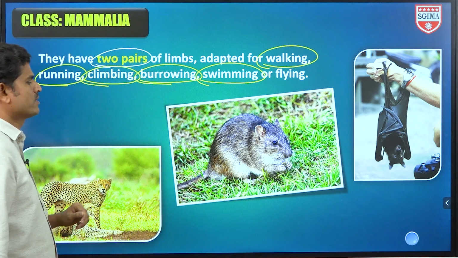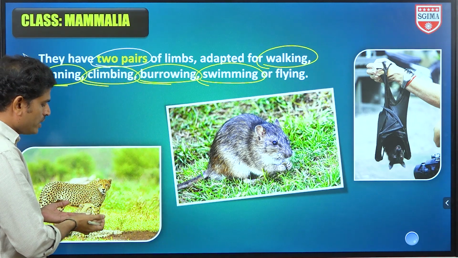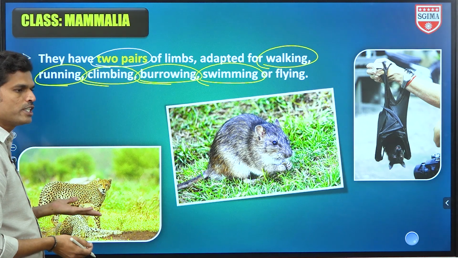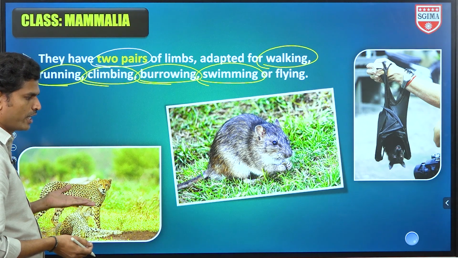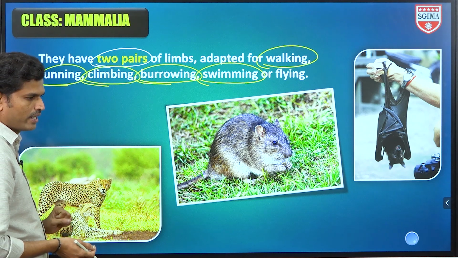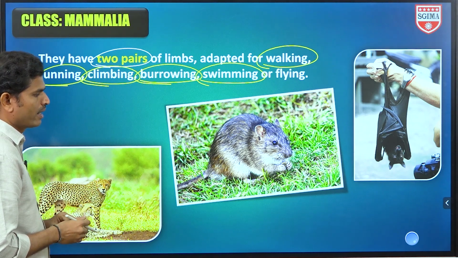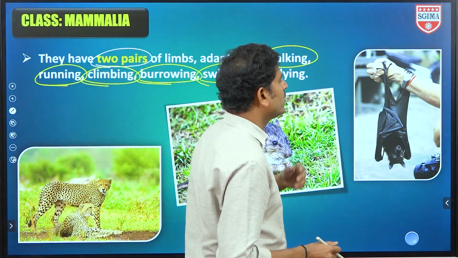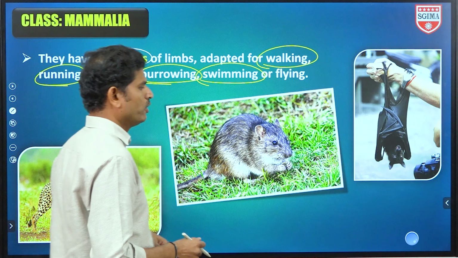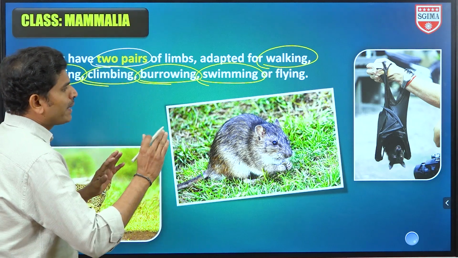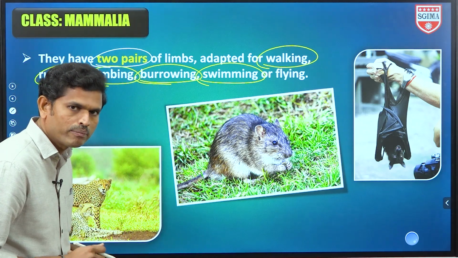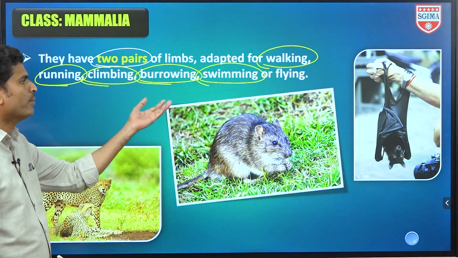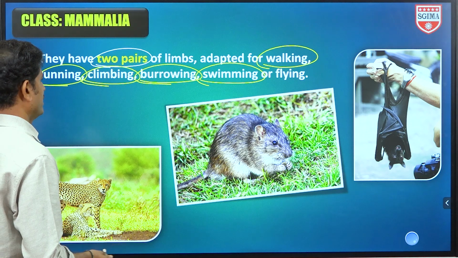So differently they are used. These limbs are useful for walking and chasing the organisms, the fastest running organisms, to hunt the prey organism, to catch that prey organism. And here it is burrowing organisms, and here it will be useful for flying. So two pairs of limbs are present. They perform various types of functions like walking, running, climbing, burrowing, swimming, flying, different things.